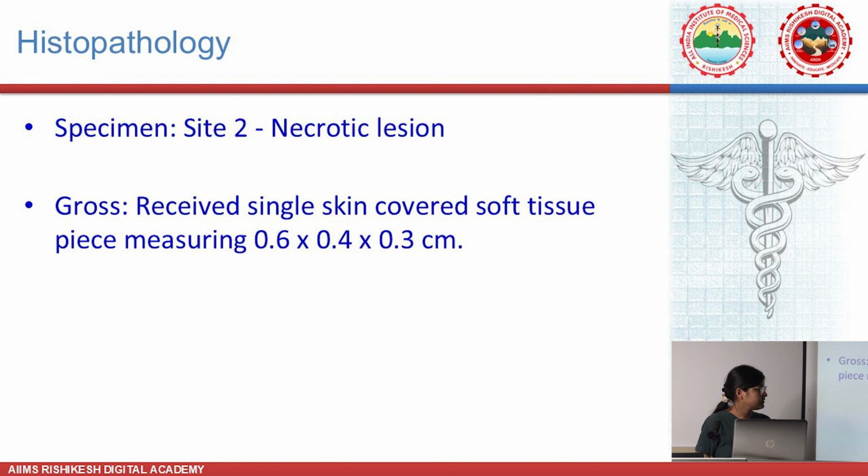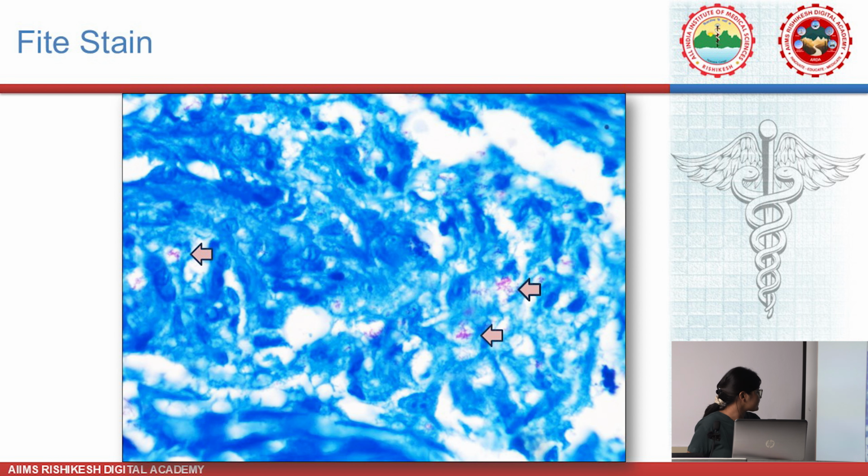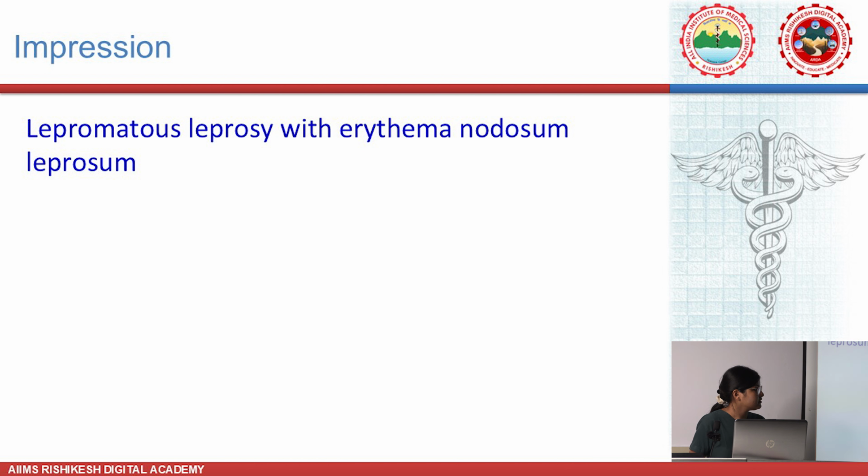What is Fite stain? So Fite stain is a special stain done for the lepra bacilli, and it is like the ZN stain, but it is a modified version of the Ziehl-Neelsen stain, specifically done for the Mycobacterium leprae. So as we can appreciate over here, these are the magenta colored acid-fast bacilli on Fite stain, which are showing Mycobacterium leprae.